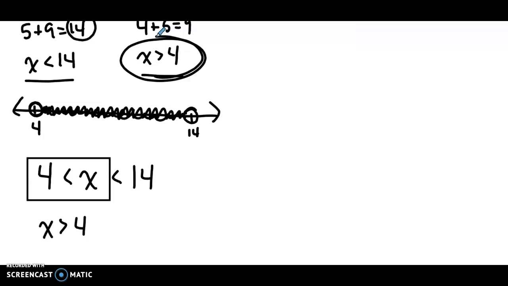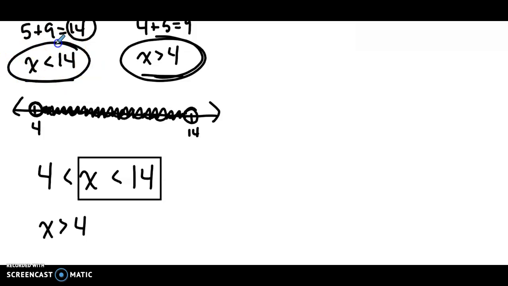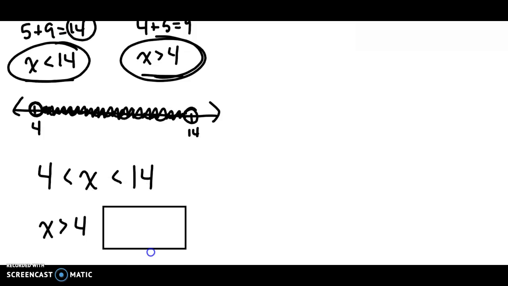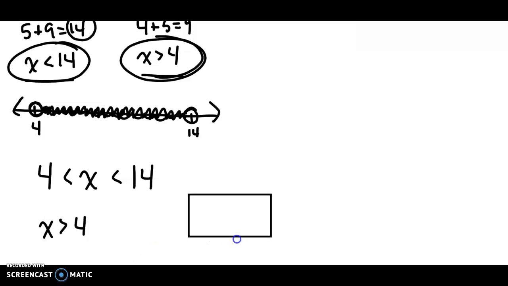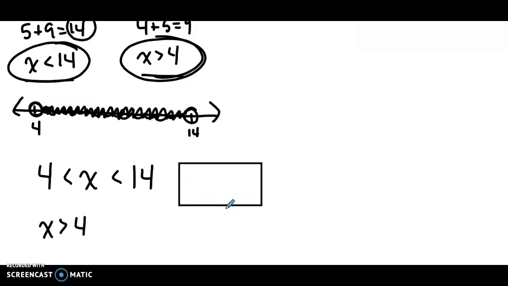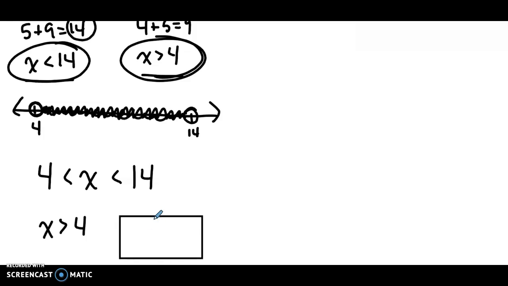And then if we look at the other side of it, we have x is less than 14. Well, that's exactly what we have here. So it's a way to write the inequality as one sentence. So we don't have to worry about that anymore.